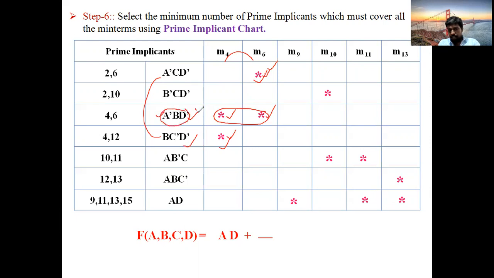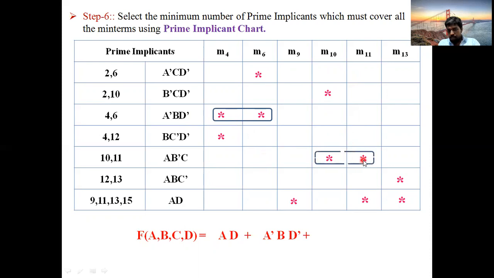Why? Because this term will help us to reduce the expression. Okay, clear? So as these two are common to the two columns, you can select this term as your answer rather than selecting this one and this one. Likewise, when you observe the 10 and 11 columns, you find these two as common, so this term will help us to simplify M10 and M11. So this is better for selection rather than this one and this one. So take A, B bar, C as the answer.